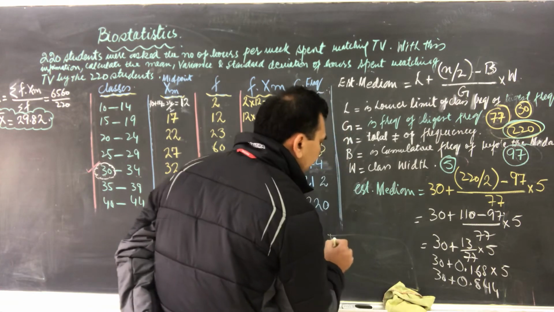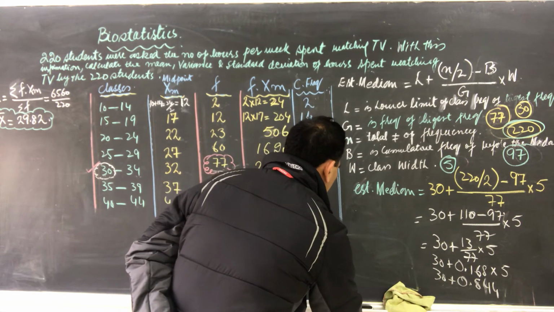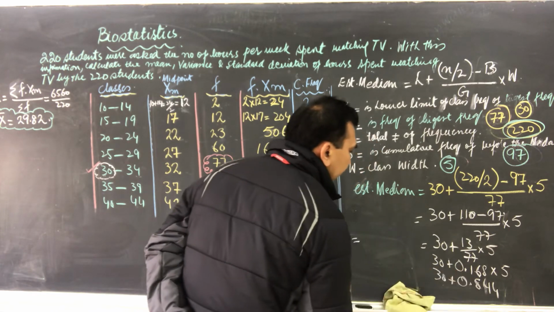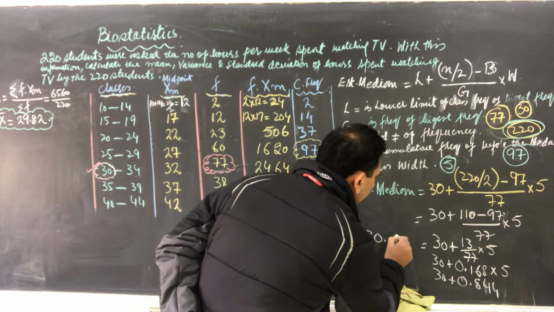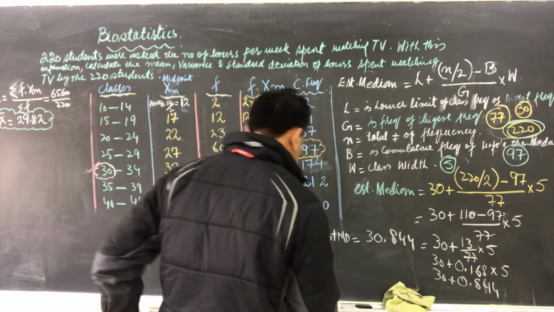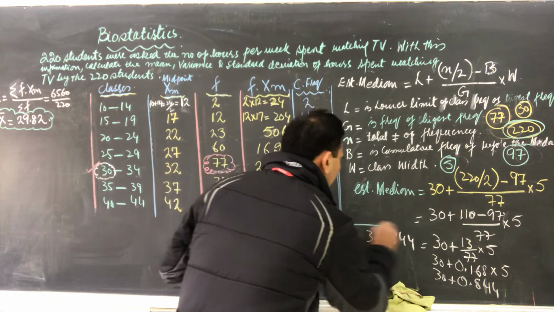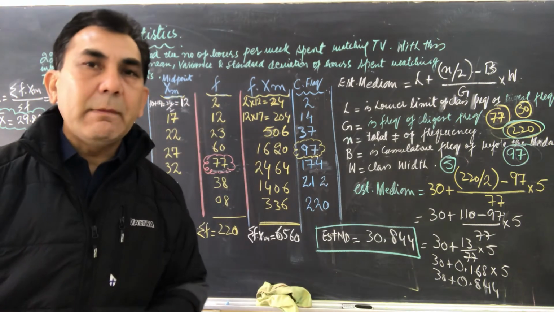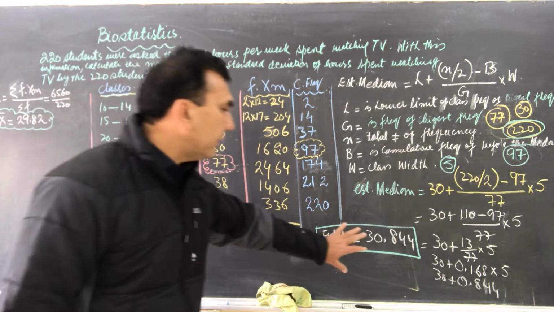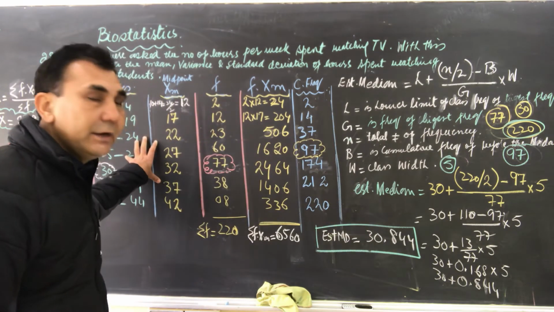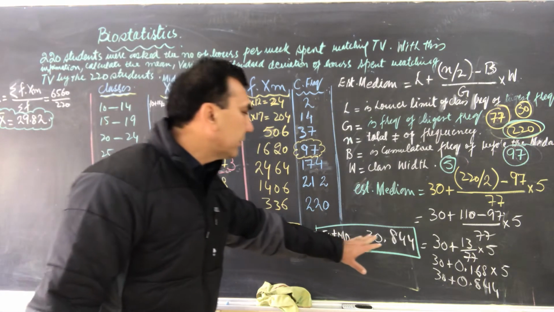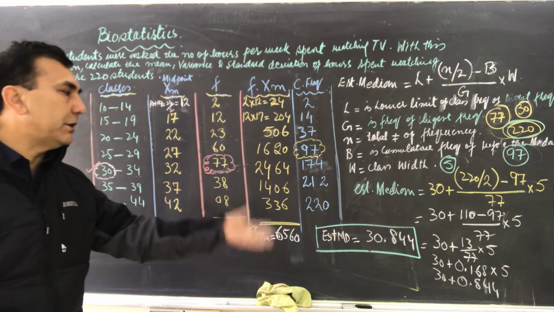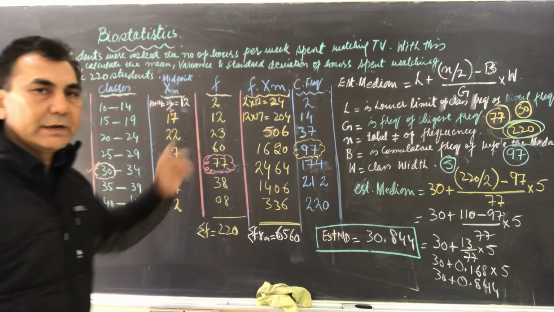So the estimated median comes up. 30 plus 0.844 becomes 30.844. So the estimated median which we calculated for this given data set is 30.844. It is the estimated median for the given example.